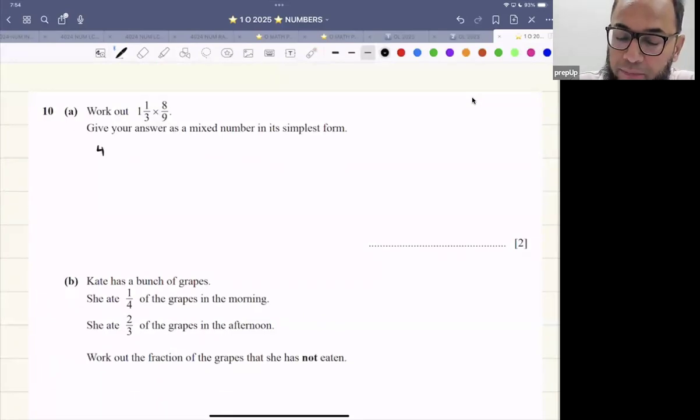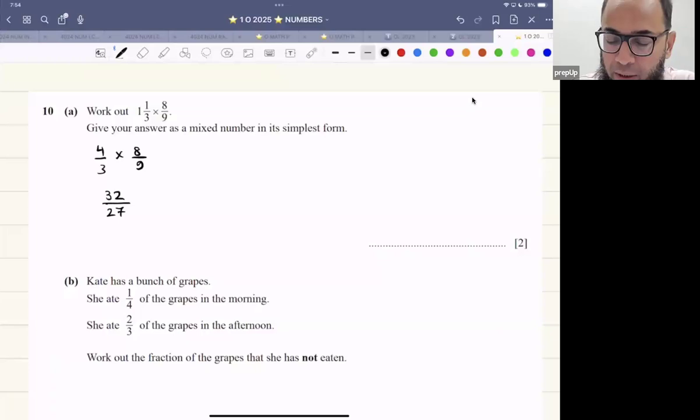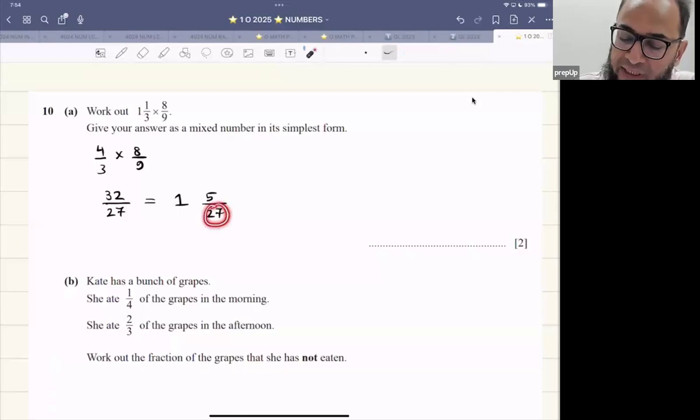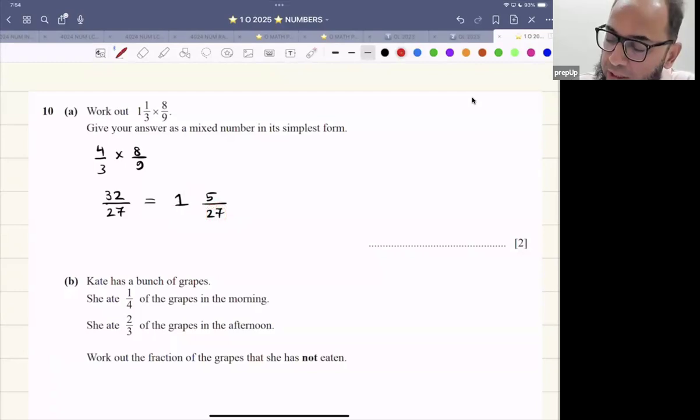1 1/3 is 4/3, times 8/9. So 4 times 8 is 32. 3 times 9 is 27. 32 over 27, the whole would be 1. The difference between 32 and 27 is 5, and this is 27. Just to double check, 27 times 1 plus 5 is 32 over 27. So 1 5/27.